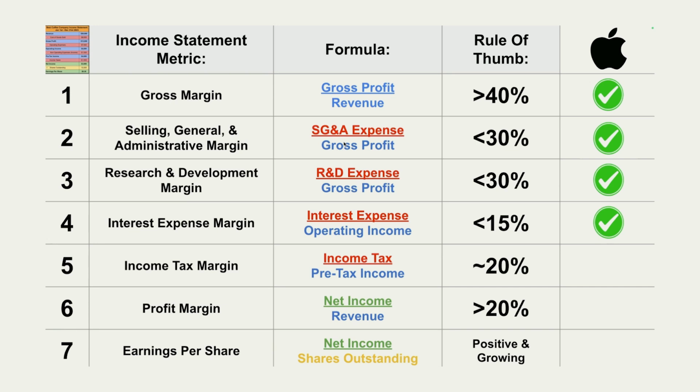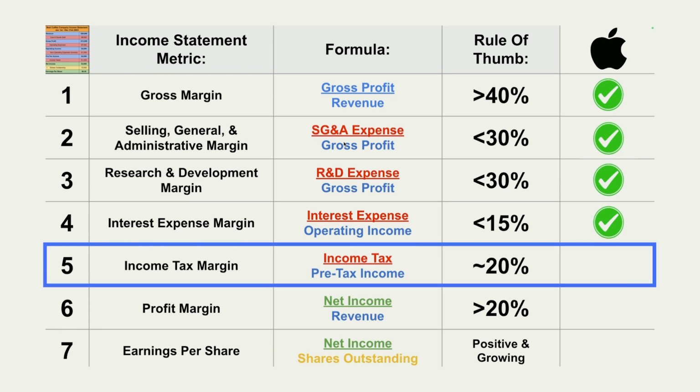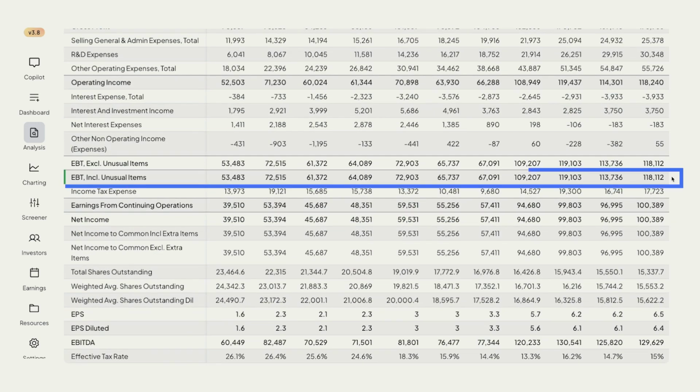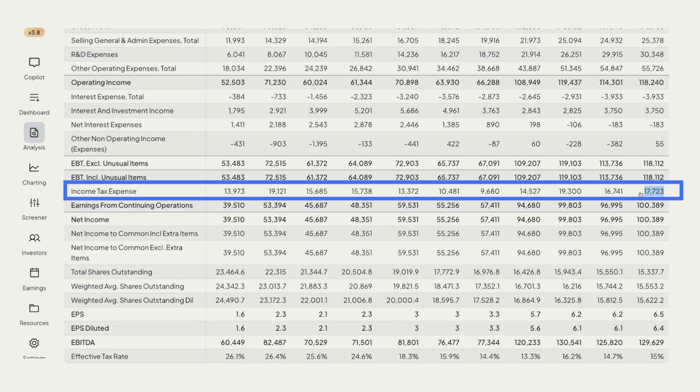Moving on to the company's income tax margin. Remember, we want to see this figure around 20% or whatever the current tax rate is in the United States of America. On FinChat, if we scroll down and look at the company's earnings before taxes, we see that Apple generated about $118 billion in earnings before taxes. And over the last 12 months, it spent about $18 billion on income tax. If you do that math, that gives Apple an effective tax rate of about 15%.